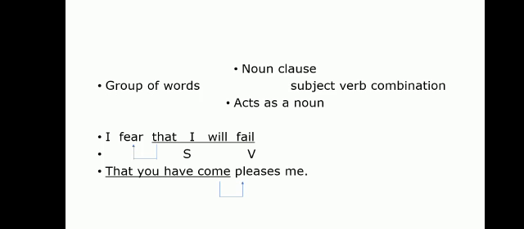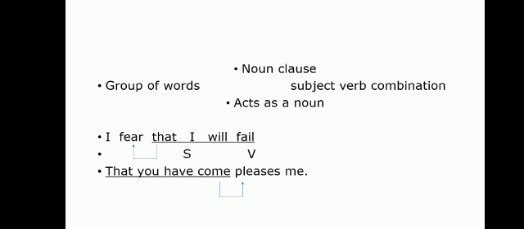Come on to the second example. That will be really very good to make you understand well. Now you see what I have told you, that I will fail is a noun clause that is working as an object of the verb fear. Over here the subject is I, and that I will fail is the object of the sentence. Now come on to the next example.